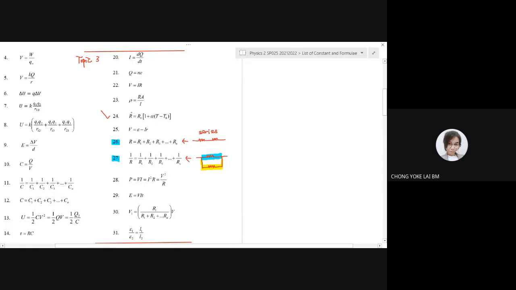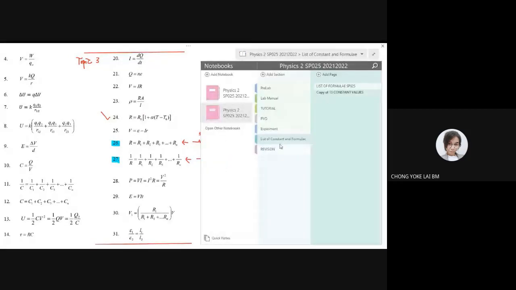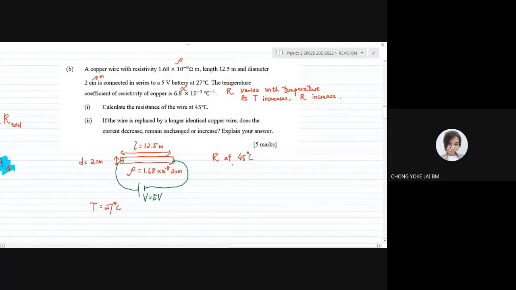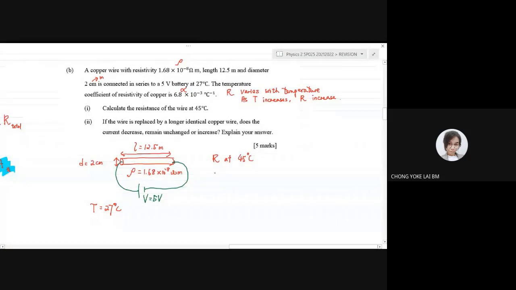So kita dah kenal pasti, this is the equation I'm going to use for this question. So kita tulis dulu. To find the resistance at 45 degrees Celsius, I'm going to use this equation. R equal to R naught in bracket 1 plus alpha (T minus T naught).